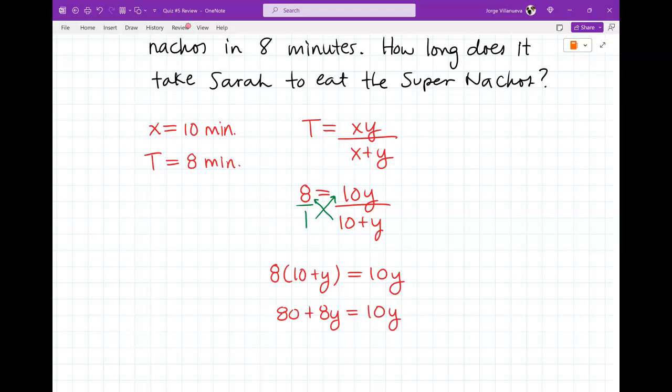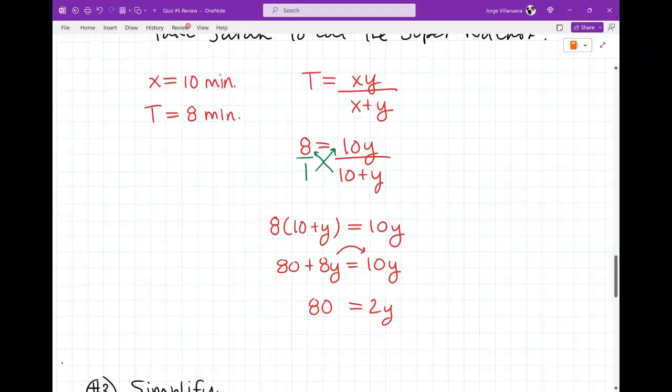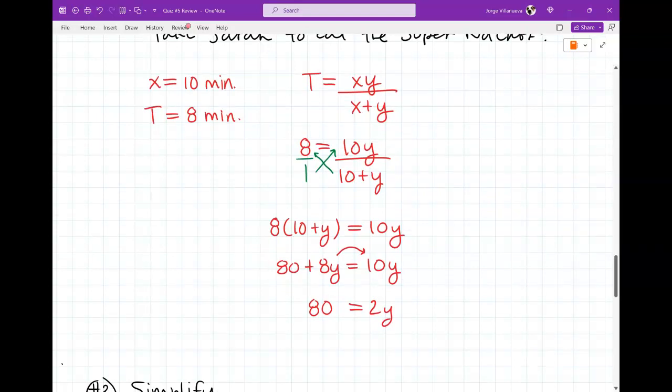Okay. So I got to get my y values together, so I'm going to move the 8y over to the right side. So when I do that, it becomes negative. So 10y minus 8y, that's 2y, is equal to 80. So if I divide both sides by 2, I get 40 minutes. So Toby can do it in 10, Sarah does it in 40.